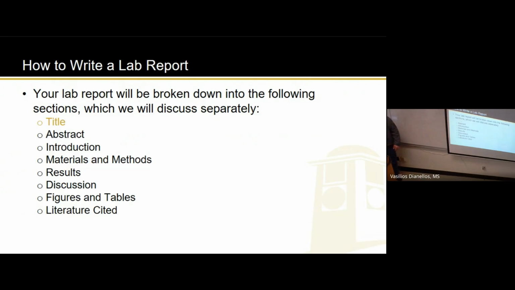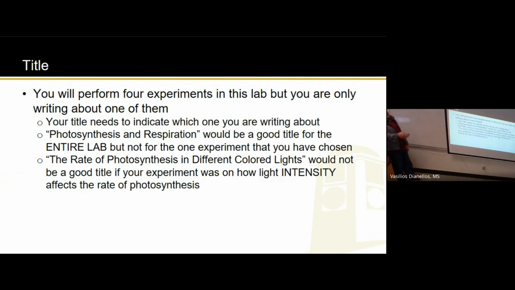Title, really quickly. I've already mentioned most of this. It's 1 of 5, not 4. You are going to do a specific experiment. That's the one you're going to write about. Therefore, your title should indicate which one of those experiments you wrote about. Make sense? So again, photosynthesis respiration lab, not a good title. You will lose a point for that. The effect of color on the rate of photosynthesis would be a good title if that's the experiment you did. So any questions about the title?